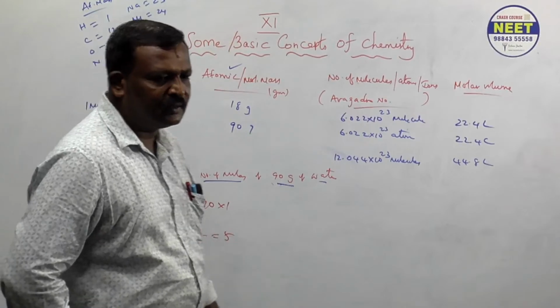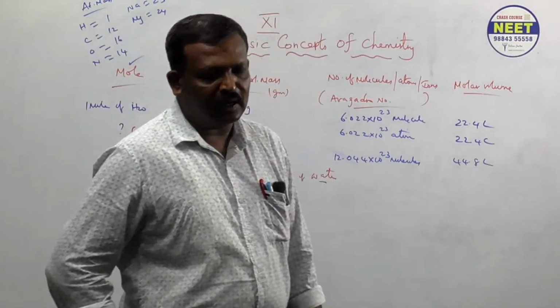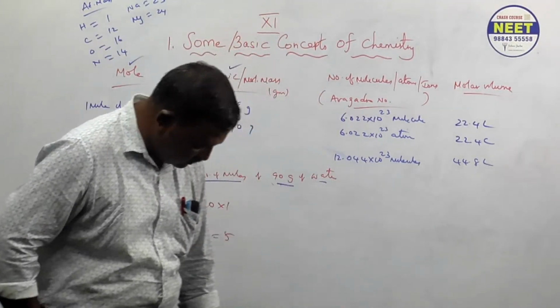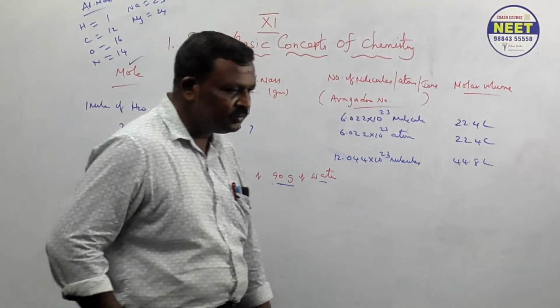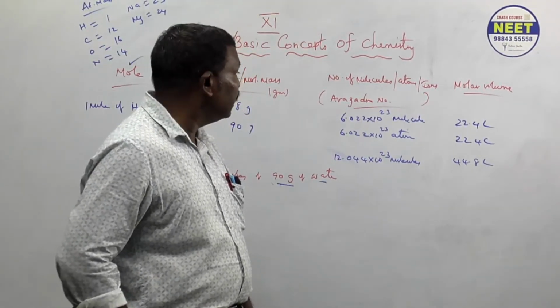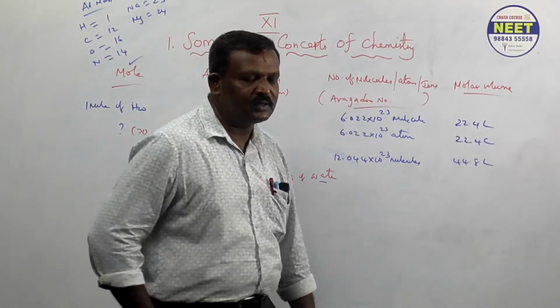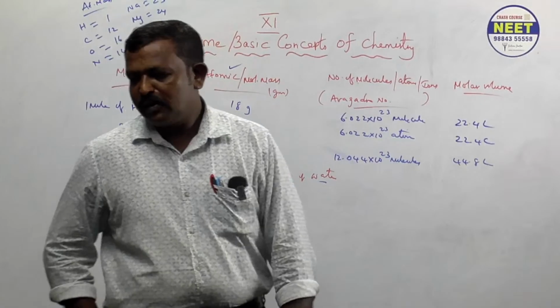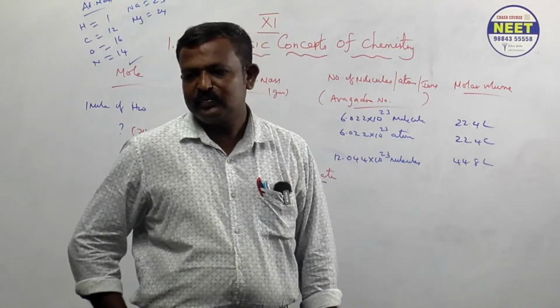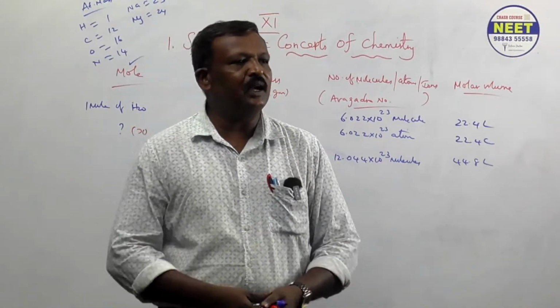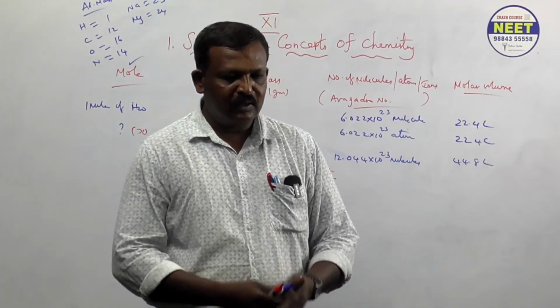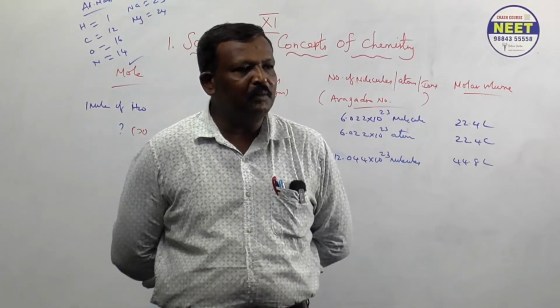Calculate the number of molecules in 90 gram of glucose. Number of molecules, understood?